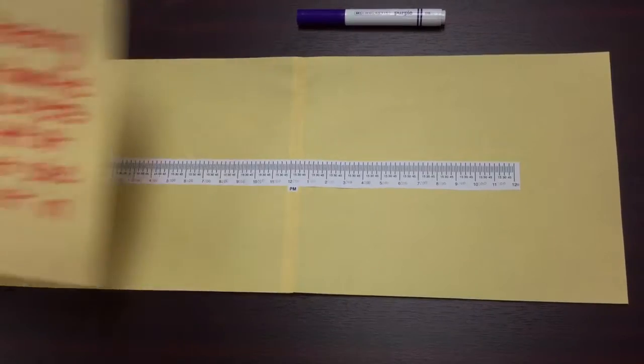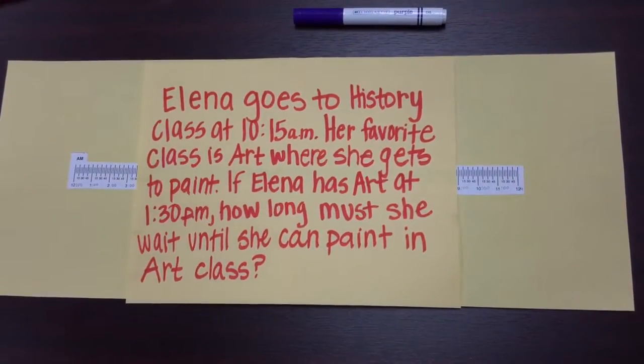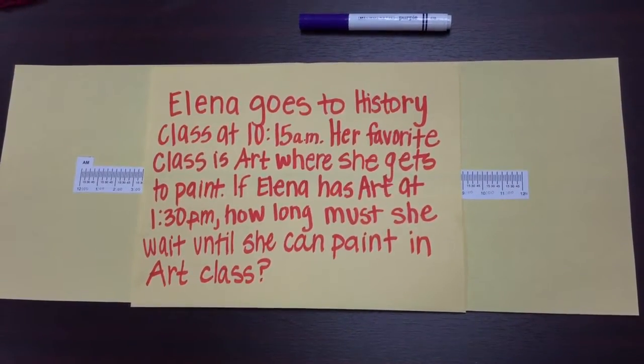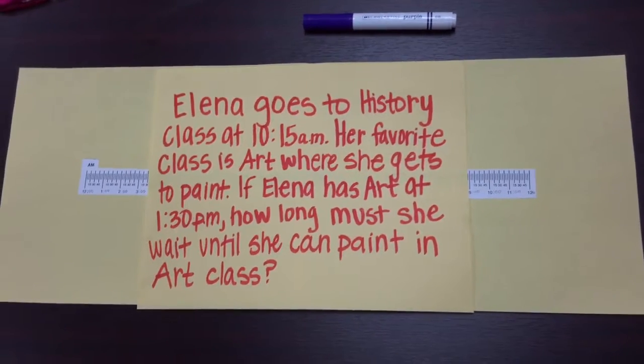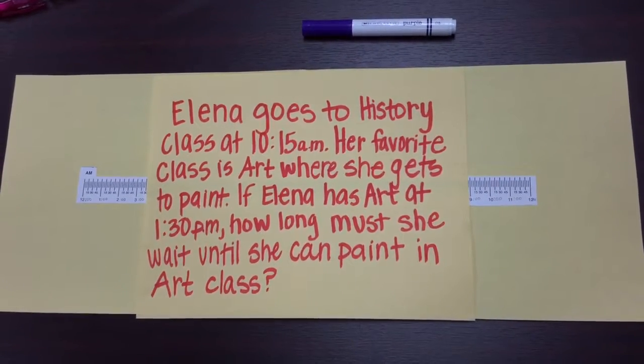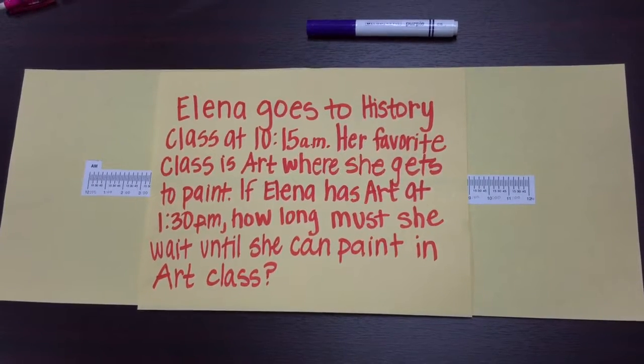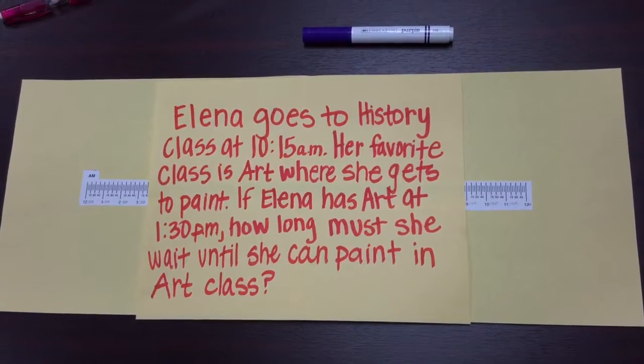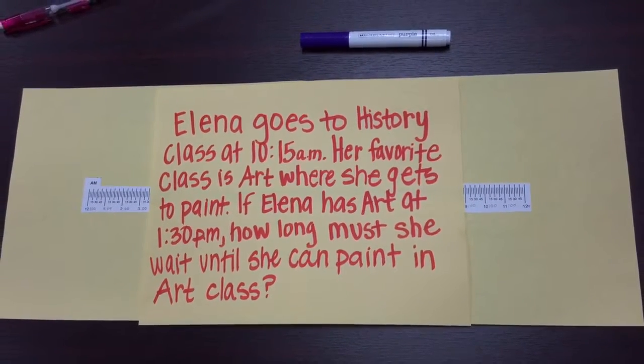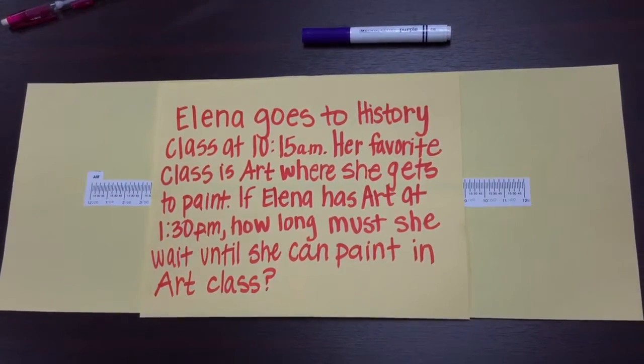Today we'll be working with an elapsed time word problem. The problem goes as follows. Elena goes to history class at 10:15 a.m. Her favorite class is art, where she'll get to paint. If Elena has art at 1:30 p.m., how long must she wait until she can paint in art class?